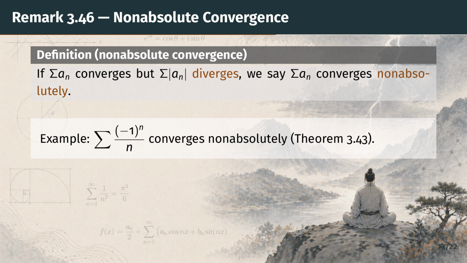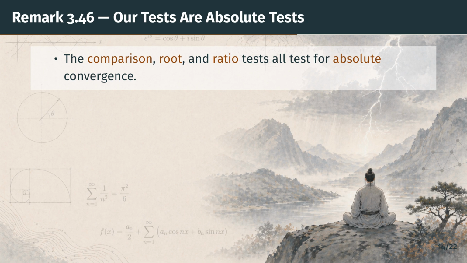Next, how this connects to our convergence tests. The third remark is a clarifying one. Look back at the convergence tests we have built, the comparison test, the root test, and the ratio test. Each of them works by bounding the sizes of the terms. So in truth, they are all tests for absolute convergence. When one of them succeeds, it proves the stronger statement that the series of sizes converges. The flip side is on the next build. They say nothing about non-absolute convergence.